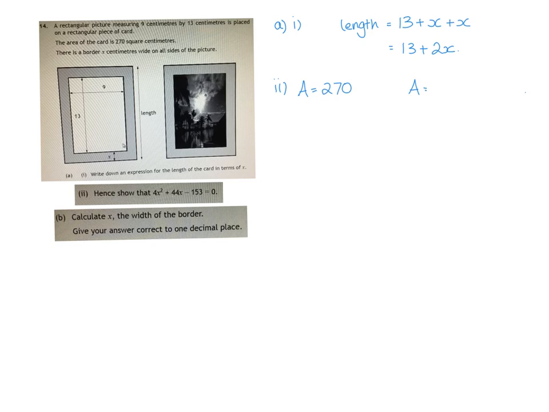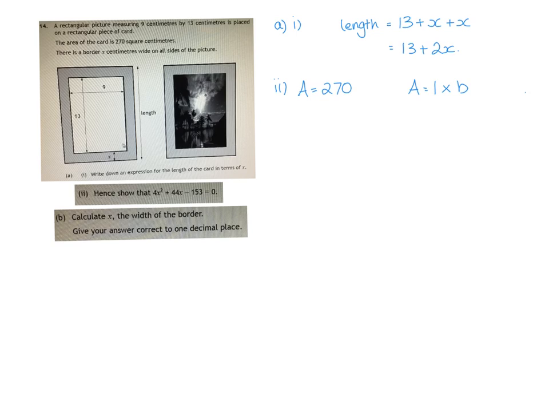So we've got the area is the length times the breadth. So we've got our length, but what is our breadth going to be? That is this from one side to the other. So we've got 9, and then we've got an x on this side and an x on this side. So that is going to be 9 plus 2x, or 2x plus 9.